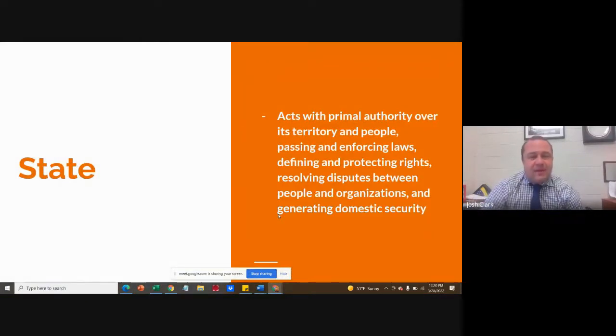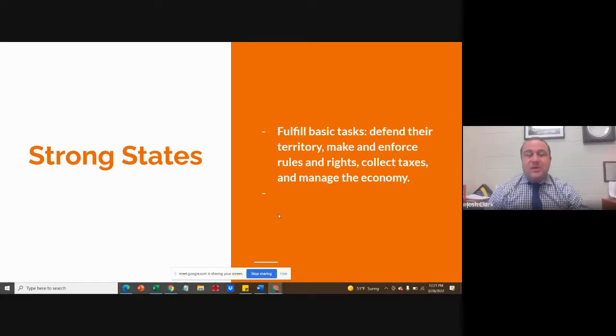So, if you'll remember from a previous episode, a state is an entity that acts with primal authority over its territory and people, passing and enforcing laws, defining and protecting rights, resolving disputes between people and organizations, and generating domestic security. If you'll remember, the tongue-in-cheek Max Weber definition is one that has a monopoly over violence over a given area, which can also be seen as the umbrella for everything that we just listed. Generally, it's the primary institution that controls all of the things that we just mentioned.